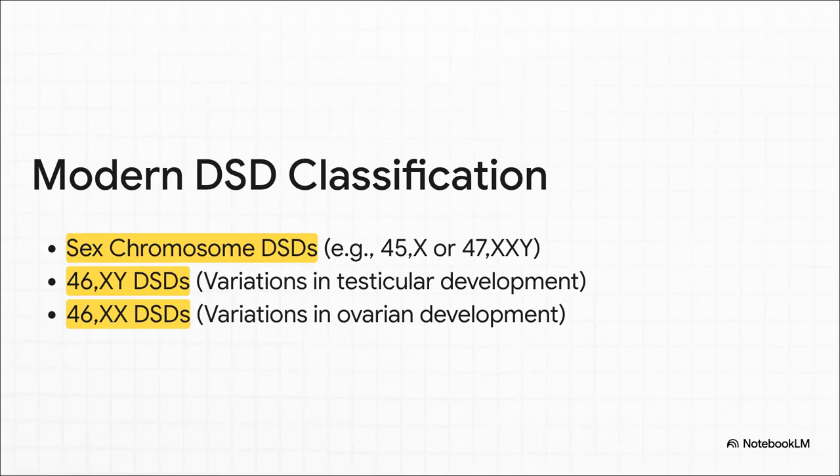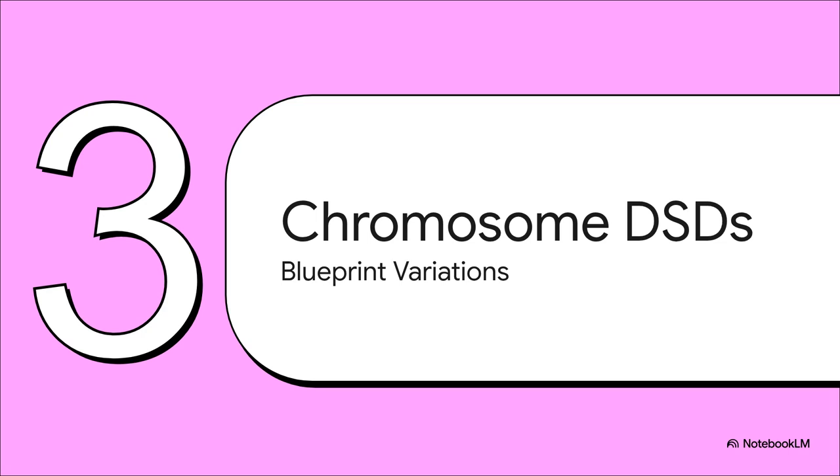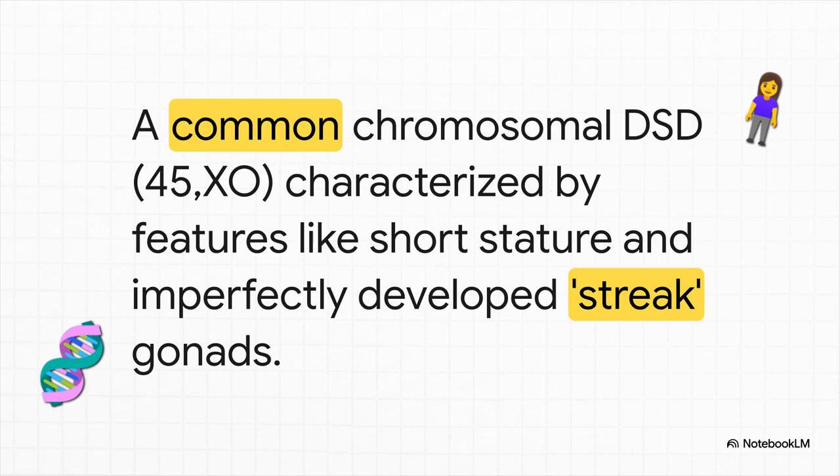Modern medicine tends to put DSDs into 3 big buckets. First, you've got the sex chromosome DSDs. This is when there's a variation in the chromosomes themselves, like having too few or too many. The other 2 categories are for folks who have the typical 46XY or 46XX chromosomes, but their development diverges at a later stage. And we are going to look at some key examples from each of these. Let's dive into that first group, the cases where the variation is right there in the genetic blueprint itself, the chromosome DSDs. A classic and really important example of a sex chromosome DSD is something called Turner syndrome.